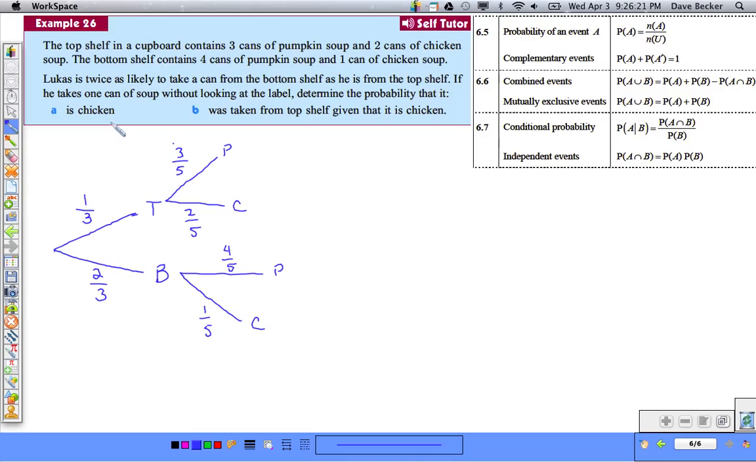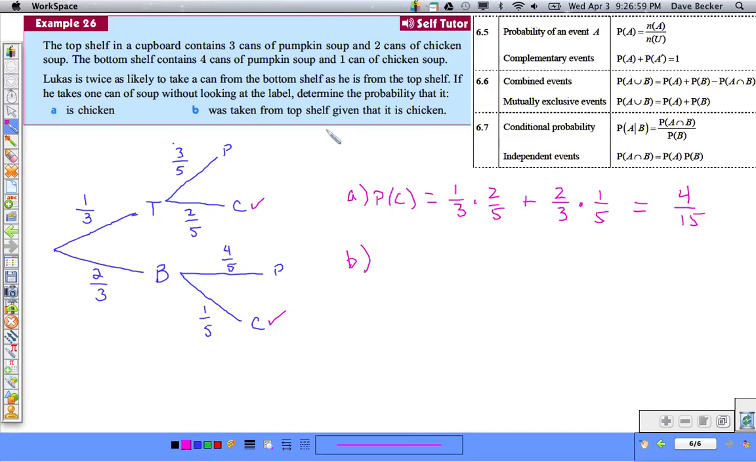So if he randomly takes a can without looking at the label, find the probability that it's chicken. Okay, so we have this and this. So the probability of chicken is going to equal, following the path, 1/3 times 2/5 plus 2/3 times 1/5. And I'm going to assume you all can handle the fractional part of this. That turns out to be 4 out of 15. Okay, that's the easy part.